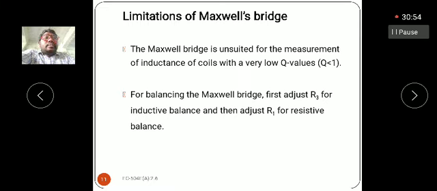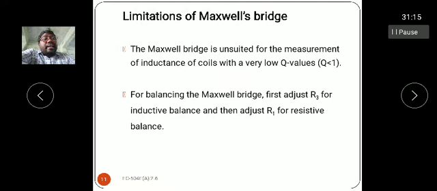Then Maxwell's bridge is unsuited for measurement of inductance of coils with a low quality factor. Like if the circuit has a low quality factor, Q less than 1, we are not suited for the measurement of the inductance.